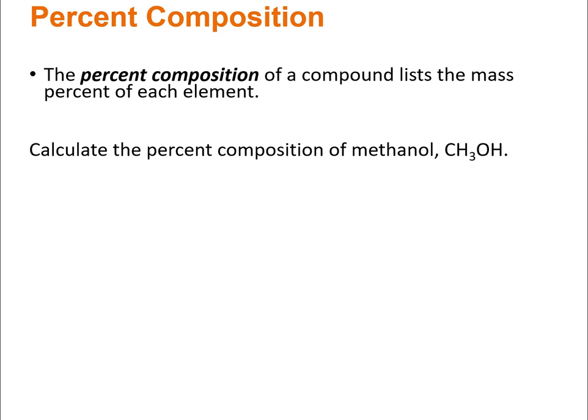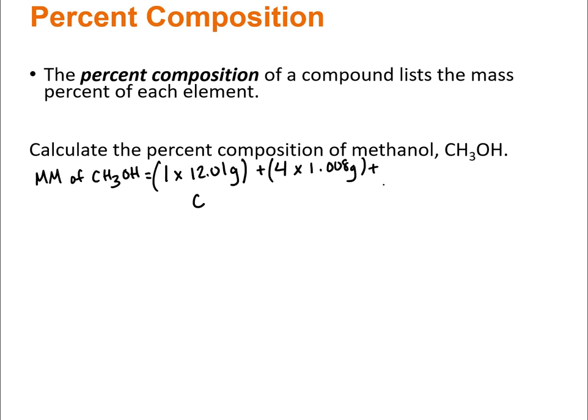If we want to figure out the percent of carbon in this molecule, what we would first do is figure out the molar mass of methanol. We've got one carbon. And then we've got four hydrogens. And we've got one oxygen. All of those things added together give you a molar mass of 32.042 grams per mole.